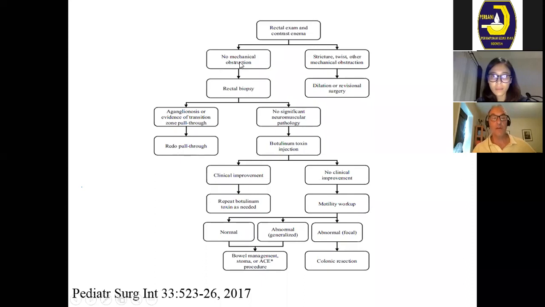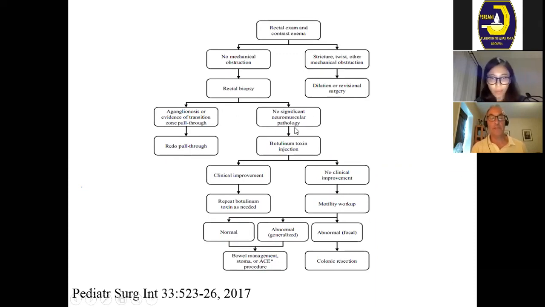If there's no mechanical obstruction, the next step is a rectal biopsy to make sure that the ganglion cells are normal, that there are no hypertrophic nerves. If the child has no ganglion cells on their rectal biopsy, so in other words, if the pull-through has lost ganglion cells or it never had ganglion cells at the beginning, or if there's evidence of a transition zone pull-through, most of the time those kids do best with a redo pull-through.